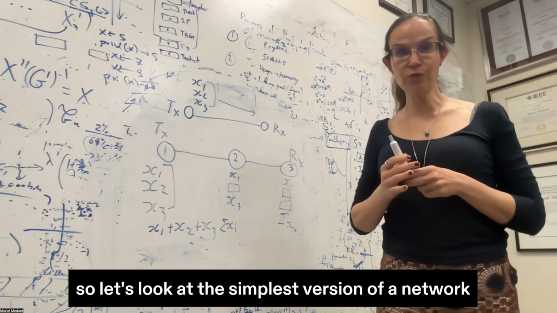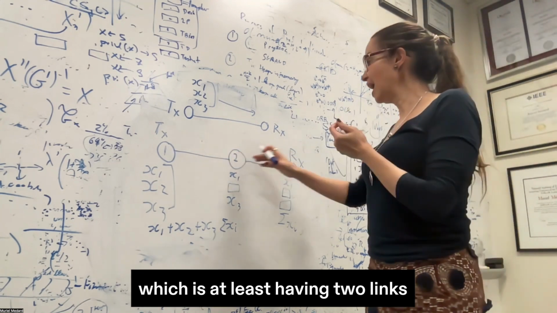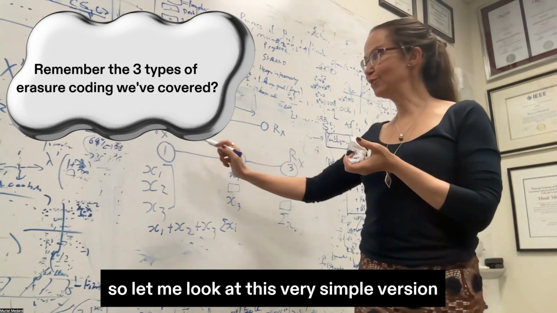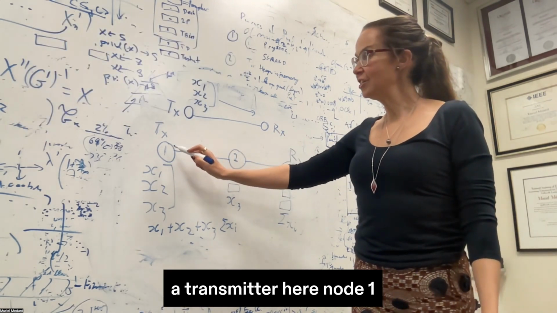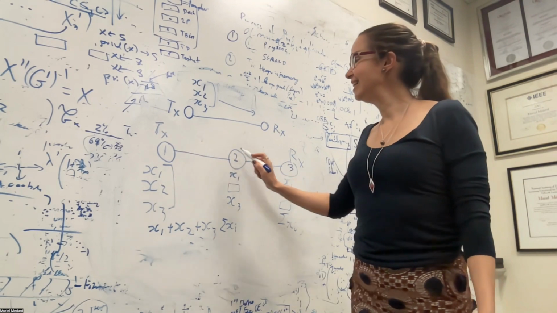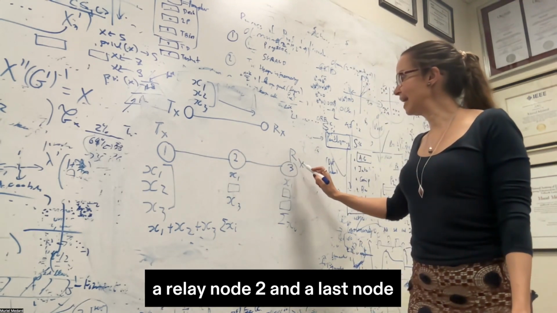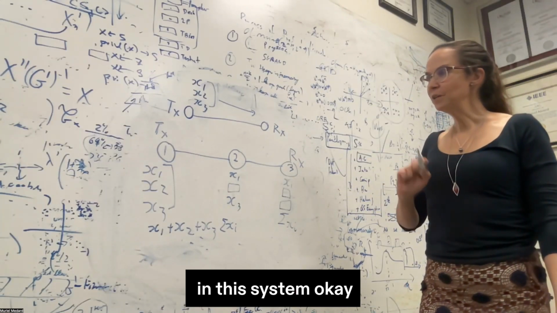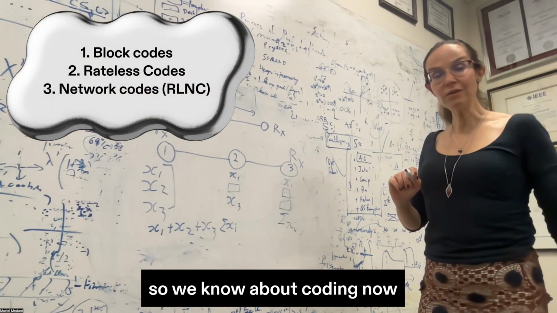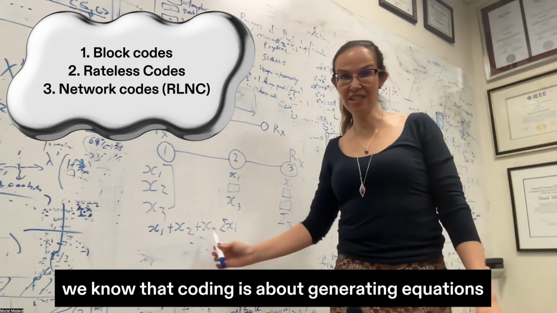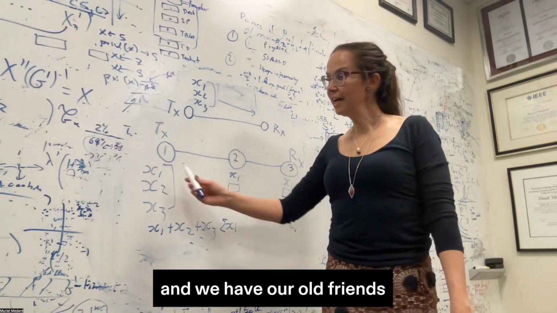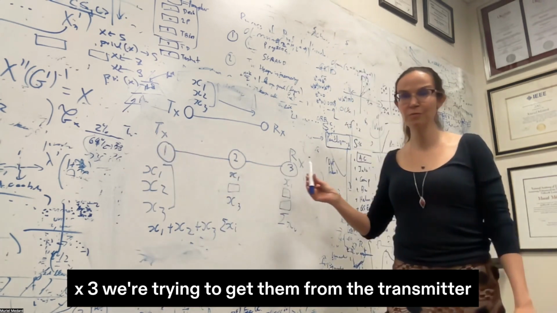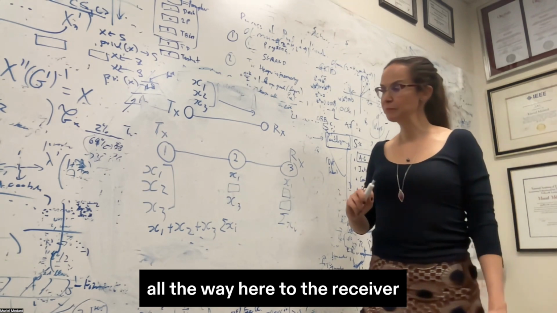So let's look at the simplest version of a network, which is at least having two links rather than a single link. Let me look at this very simple version where I have a transmitter here, node 1, a relay, node 2, and a last node, node 3. We're going to see what happens in this system. We know that coding is about generating equations, and we have our old friends, x1, x2, x3. We're trying to get them from the transmitter all the way to the receiver.